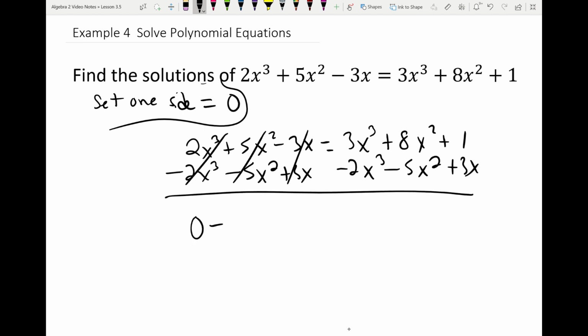So now I got 0 on one side. 3 minus 2 is 1x cubed. So I'm going to erase that 1. It's invisible. 8 minus 5 is 3. And then we got a plus 3x. That can't combine with the 1, so I'm just going to write the 3x down there. And then I'm going to bring the 1 down. So that'd be plus 1.